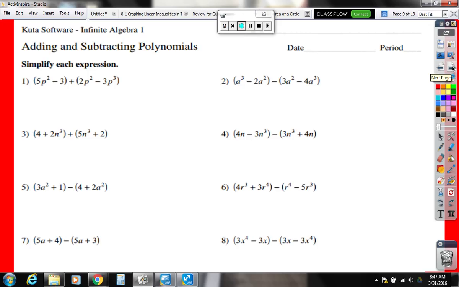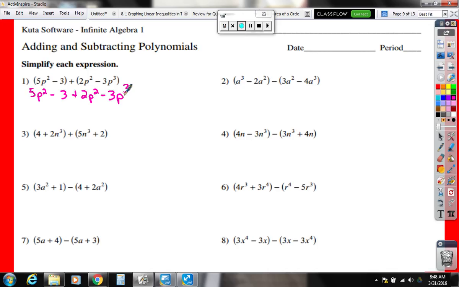Okay, so we're going to do number 1 together. So we have an example of addition. Adam, what's my first step? Distribute, and do I really have anything to distribute here? Distribute, and good. So I'm just going to rewrite this one without parentheses. 5p squared minus 3 plus 2p squared minus 3p to the third. What do I do next, Paul?